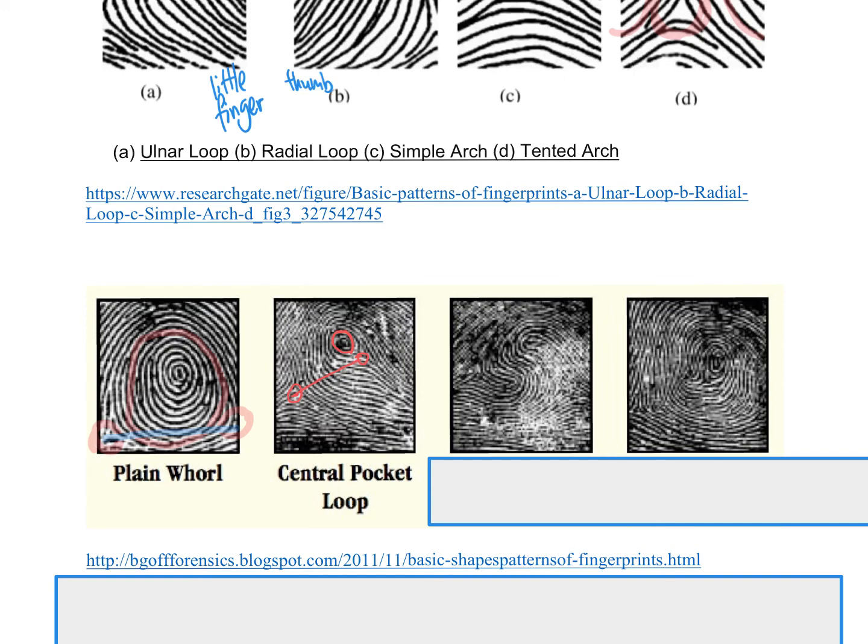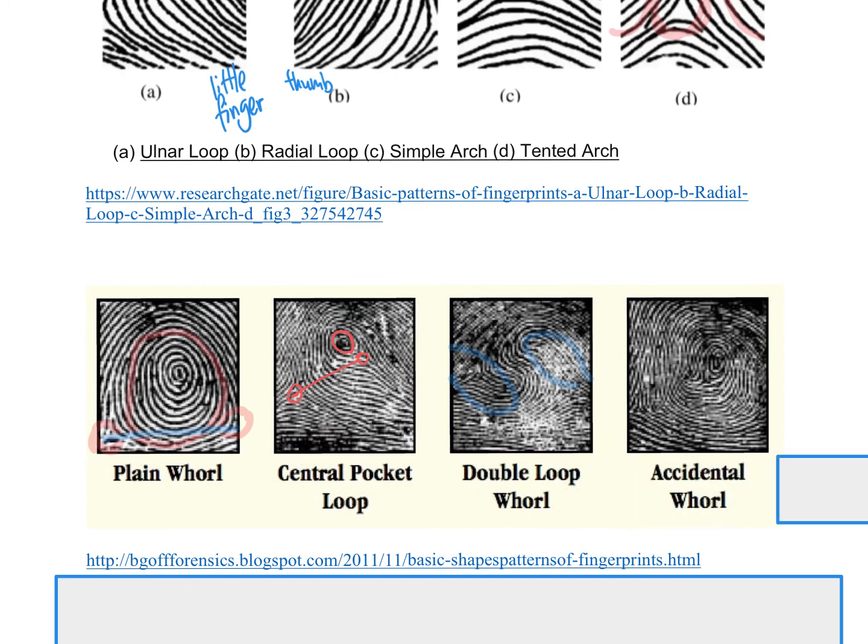As for the next one, it is quite obvious, right? You can see one loop here, another loop here. So this is the double loop whorl. And the last one, what do you think? Yes, it is the accidental whorl. You can see there's the whorl, there's the loop. The pattern is a bit hard to see, so it's a bit hard to classify them into plain, central, or the double loop. So yeah, this is the accidental whorl.